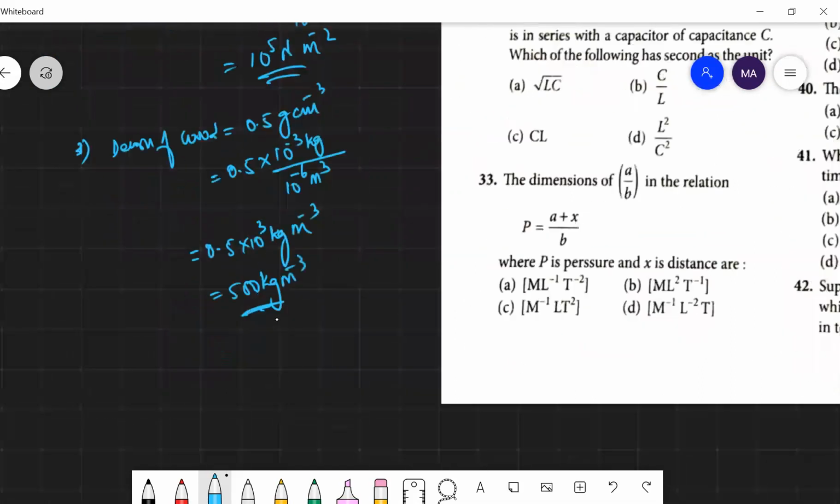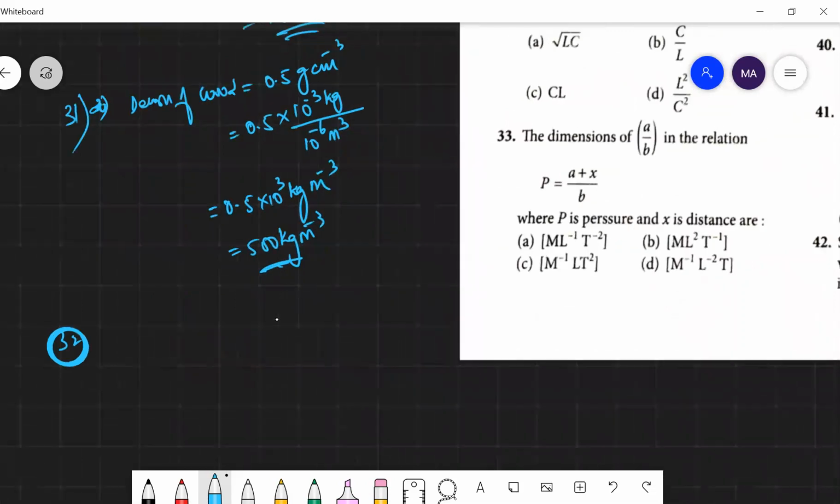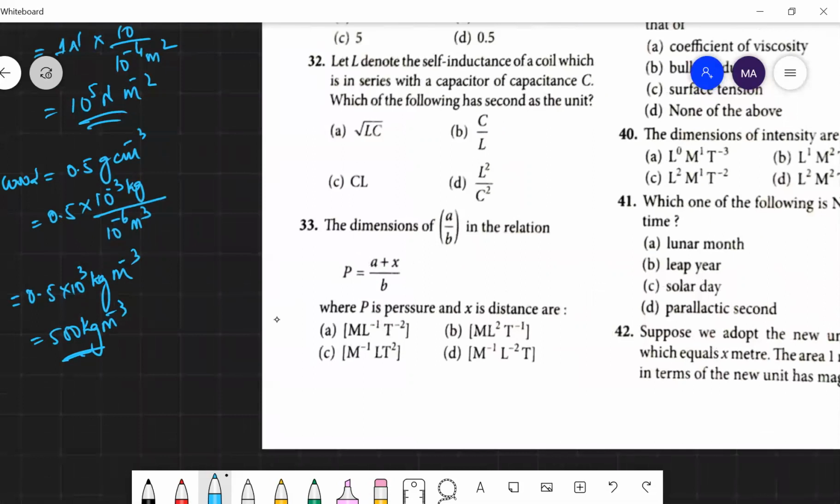Okay, chalo. Question number 32. This was question number 31. Question number 32, beta, is also a very good question. Let L denote the self-inductance of a coil which is in series with a capacitor of capacitance C. Which of the following has the dimensions of the unit of second?